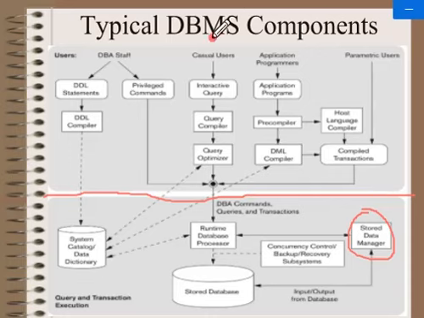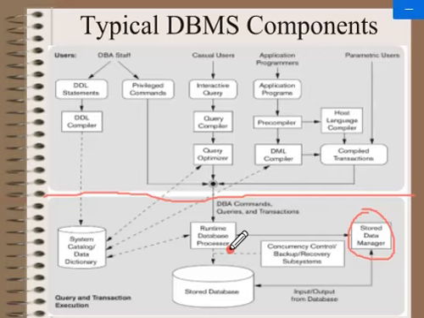Next, we move on to the top part now. In the top part, we can see we have so many interfaces, and at the top level we have the users: DBA staff, casual users, application programmers, parametric users. For each type of user, there are their own types of interfaces through which they will be interacting with the DBMS.